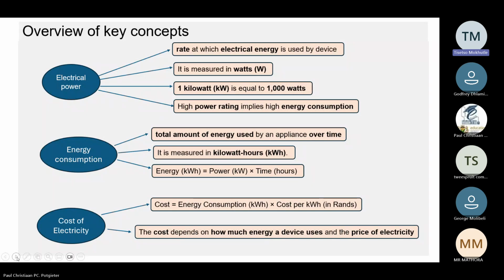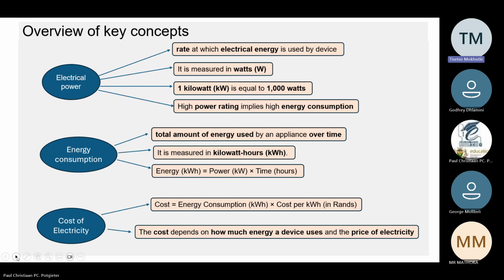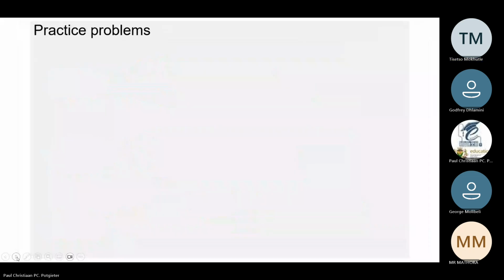Overall, the summary says the cost depends on how much energy a device uses and the price of electricity. You can have two different devices which have two different wattage labels. The one is 120, the other one is 40. They will consume different energies, but the cost depends on which one is connected for a longer time, because you are going to multiply the energy consumption by the time. It doesn't help to say I have connected.